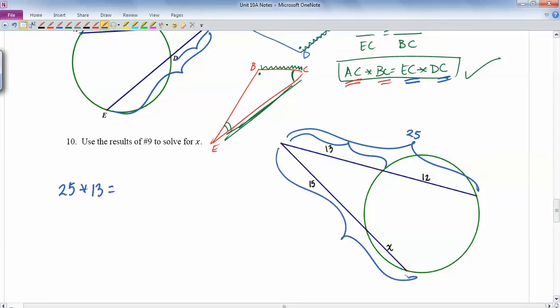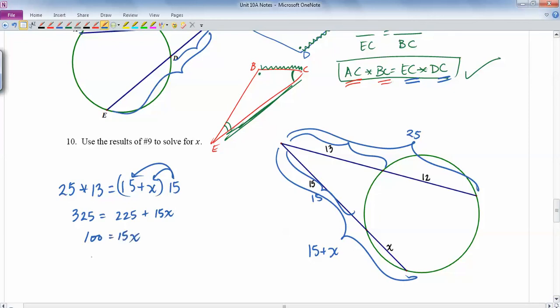equals the whole thing here, which is 15 plus x, times just the outer part, which is 15. So 15 plus x times 15. So if you work that out, this side's 325 equals, and then if you distribute, you get 225 plus 15x, sorry. And then you subtract the 225 and you get 100 equals 15x. And then you divide by 15, and it's 6.6 repeating equals x. Okay.